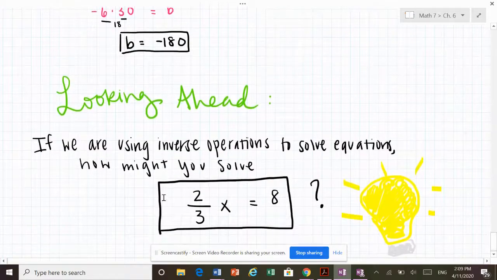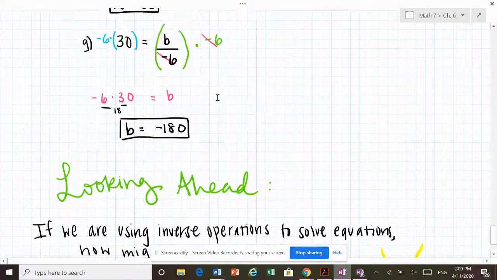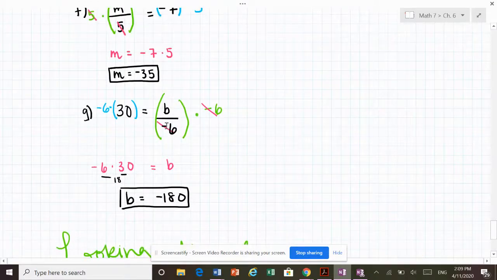So looking ahead, if we are using inverse operations to solve equations, how would you solve 2/3 x equals 8? Here is a little hint. If I'm multiplying by negative 6, what's my denominator when I'm multiplying by negative 6?